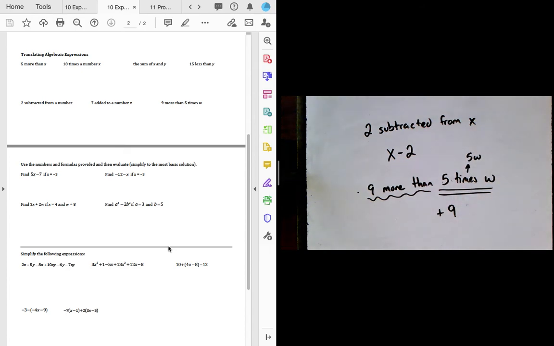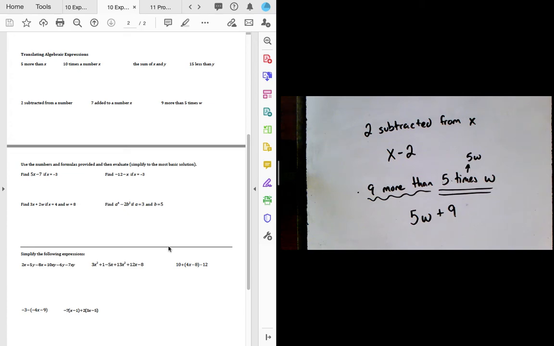Now in this particular problem, it doesn't matter if you wrote it as 9 plus 5w, or the way I prefer to write it, 5w plus 9. But if this was a subtraction, if it said something like 9 less than 5 times w, then you'd want to make sure that you write it in this form so that that 9 is left over on the end. And so now we've done a handful of these. You'll have more opportunity to work on these as well.